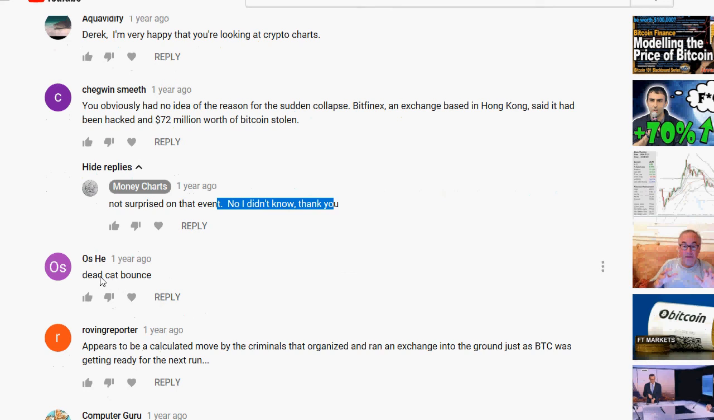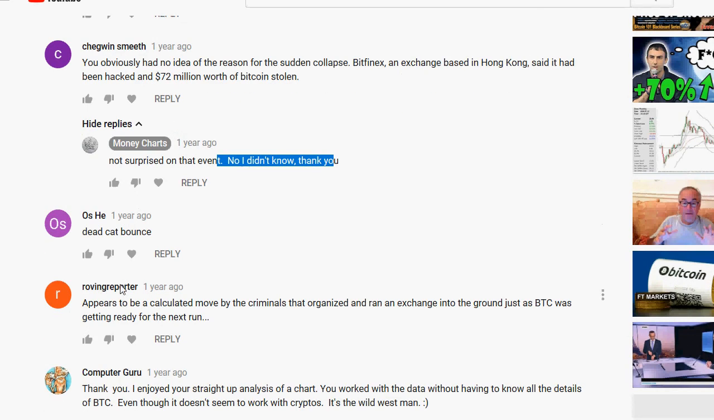And then we have the dead cat bounce. It appears to be a calculated move by the criminals that organized and ran an exchange into the ground just as Bitcoin was getting ready for the next run. And thank you. I've enjoyed your straight-up analysis of a chart. You worked with the data without having to know all the details of Bitcoin, even though it doesn't seem to work with cryptos. It's a wild west, man.